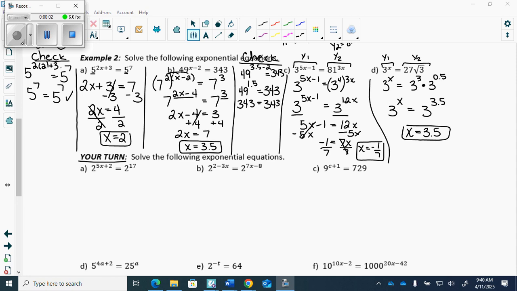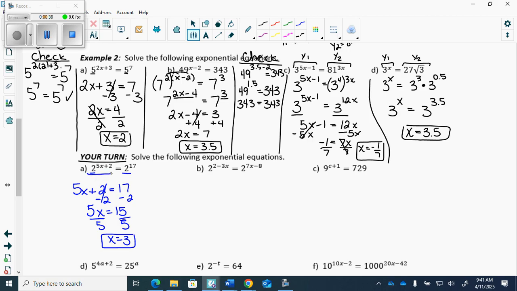In order to solve when you have a variable exponent, until after we go through these, the only way we can do it so far is by common base. So we make the bases the same, and then we can set the exponents the same. This base is 2 and this base is 2, so then I can say that 5x plus 2 equals 17. Subtract 2, 5x equals 15, and then divide by 5, x equals 3.